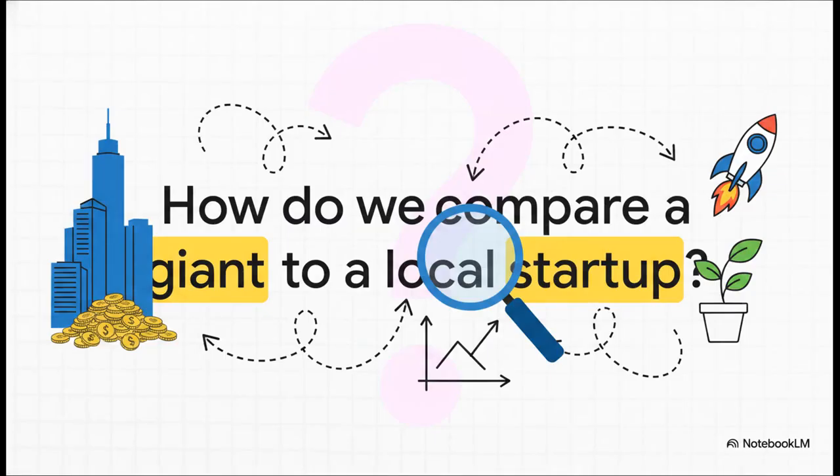The foundational concept here is that raw dollar amounts are practically useless when you're analyzing companies of vastly different sizes. I mean, think about it. How do we accurately compare a multi-billion-dollar giant to a local startup? If we just look at raw cash in the bank, the giant is going to win every single time. But are they actually operating more efficiently? Not necessarily. Scale completely distorts our perspective unless we equip ourselves with the right analytical lens.